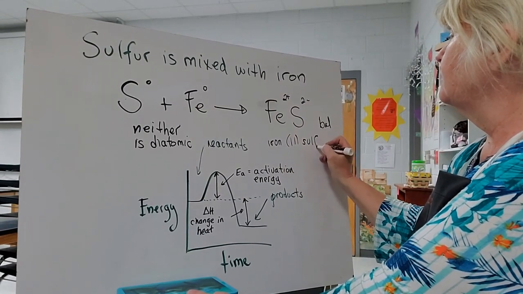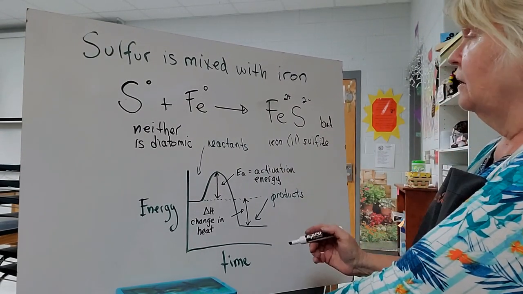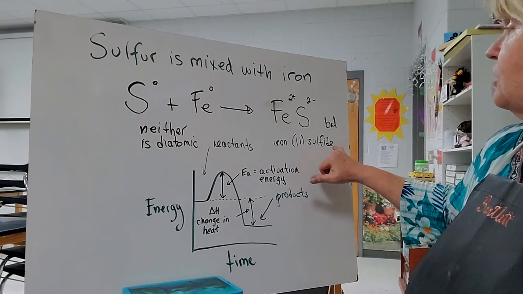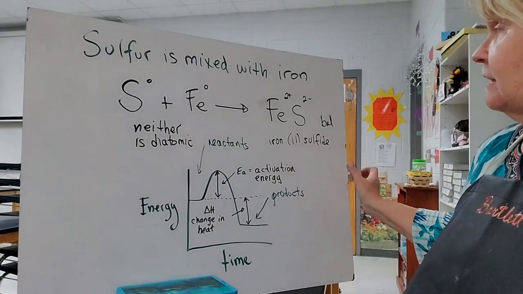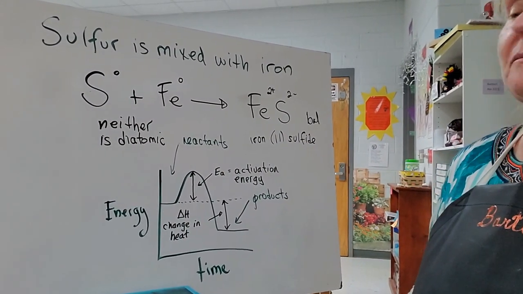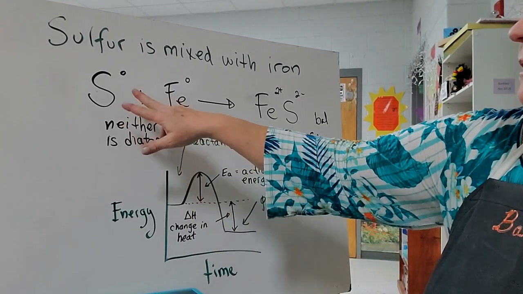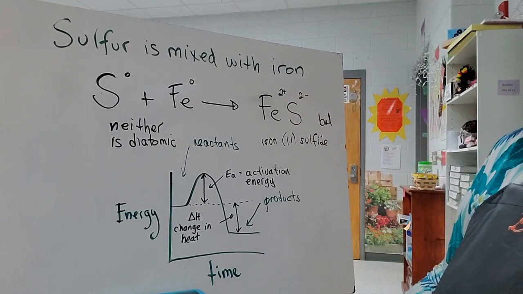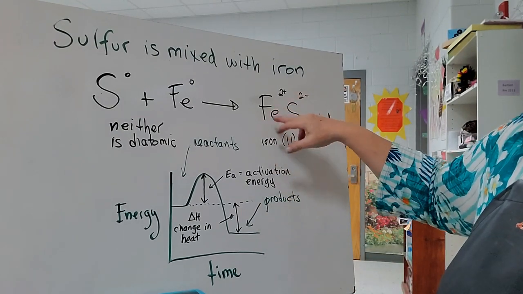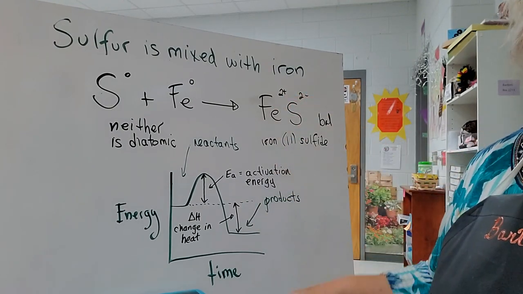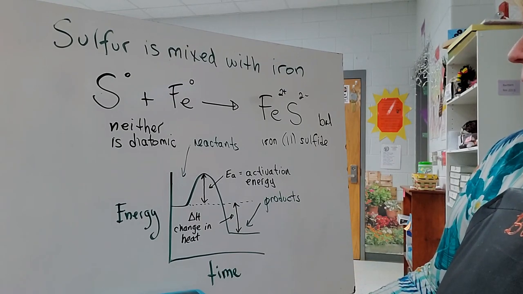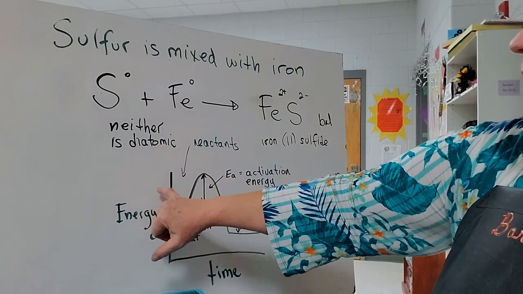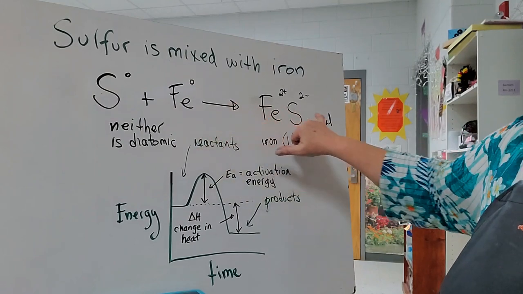Sulfide. Notice I changed the ending on the sulfur to reflect that it is now a compound. Neither of these are diatomic. I've got this written correctly, 2 plus and 2 minus. And I know that this is the correct formula because I'm familiar with the reaction. So that means that this is already balanced.